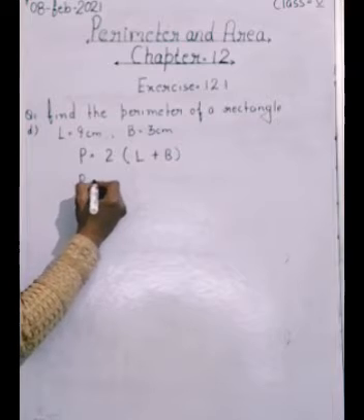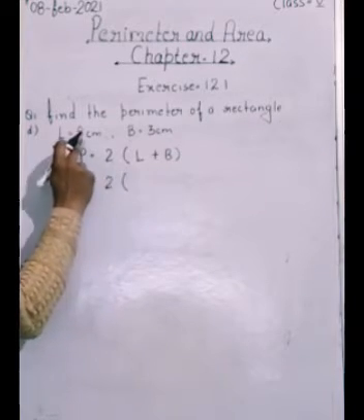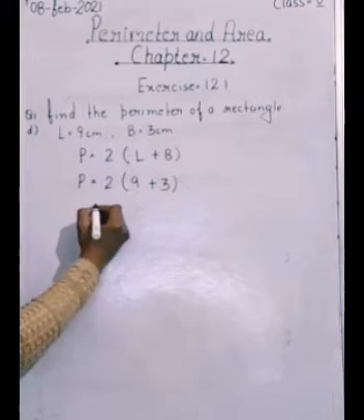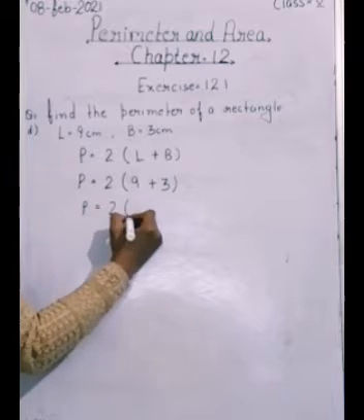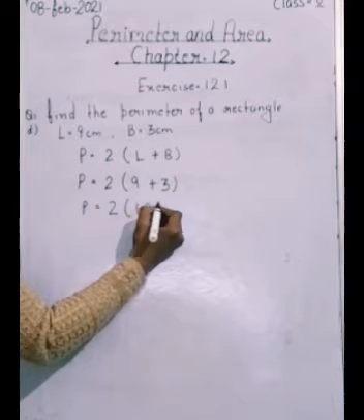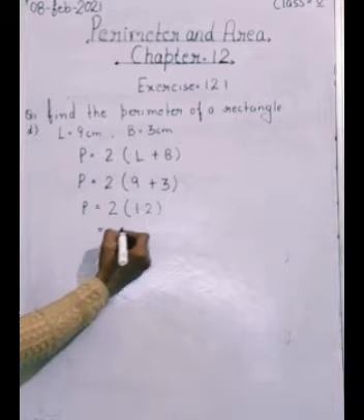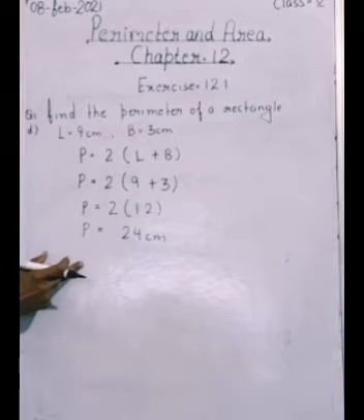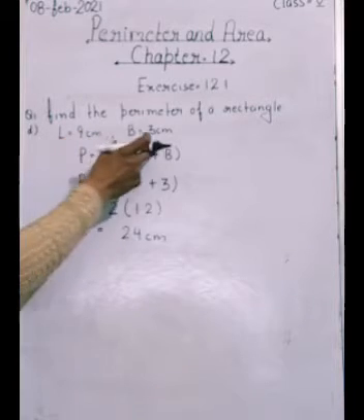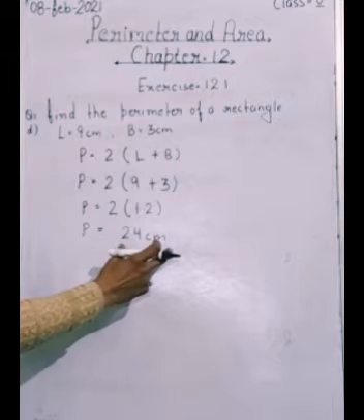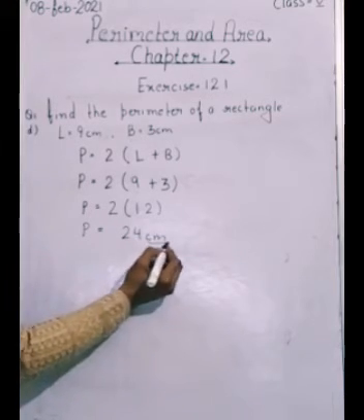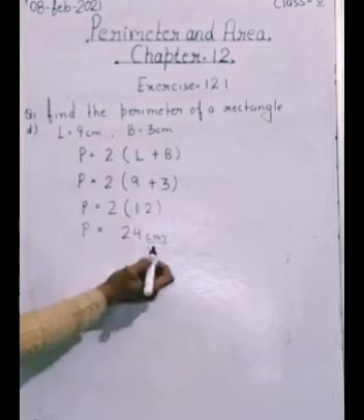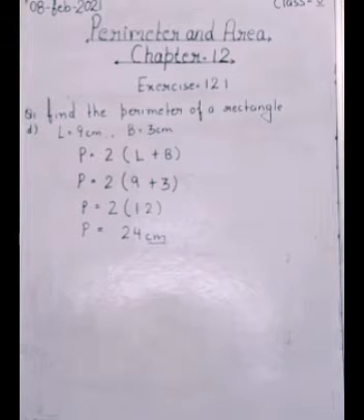Now put the values. P will be written as 2, then you will start the bracket. What is your length? 9 plus what is your breadth? 3 bracket close. Okay, then 2 in bracket 9 plus 3 will be 12. When there is no sign between them, it means you have to multiply. This will be 2 times 12, which is 24 centimeter. It means the perimeter of a rectangle with length 9 centimeter and breadth 3 centimeter is 24 centimeter. Centimeter is the unit of perimeter. Whenever you are finding the perimeter, you have to write down the unit. Here they have given it in centimeter, so your unit is centimeter.